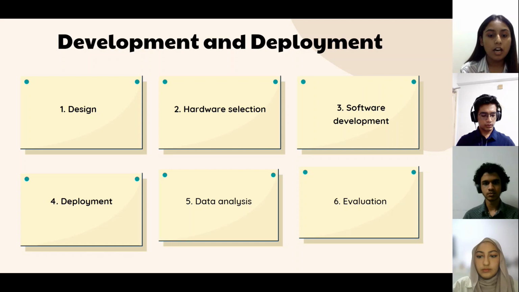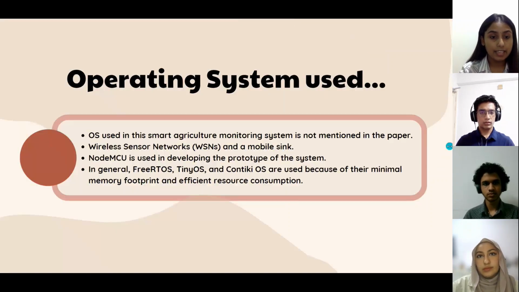And finally, the system can be evaluated based on several performance metrics, such as energy efficiency, packet delivery ratio, and delay. Moving on to the next slide. Okay, so for the operating system used, it is not mentioned in this study. However, the system is built with a wireless sensor network, as mentioned, and a mobile sink for data collection.